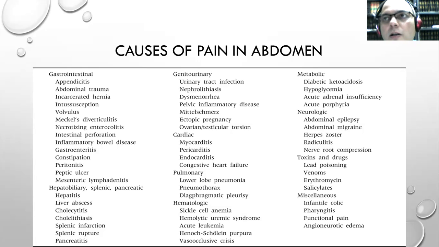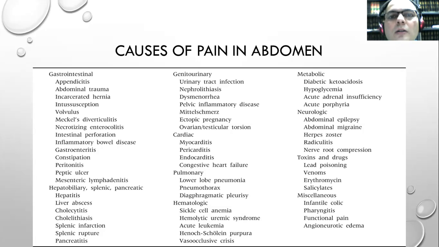Acute rheumatic fever, where you have to use long-term erythromycin if the child is allergic to penicillin, can again give rise to pain in abdomen. And other miscellaneous causes include infantile colic, pharyngitis, some functional or psychogenic pain, and angioneurotic edema, that is grade 1 anaphylaxis, can cause pain in abdomen.